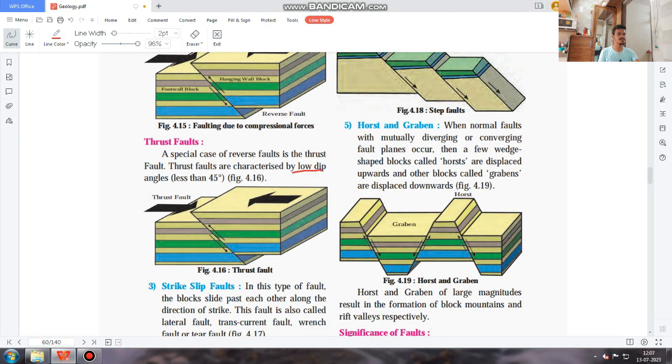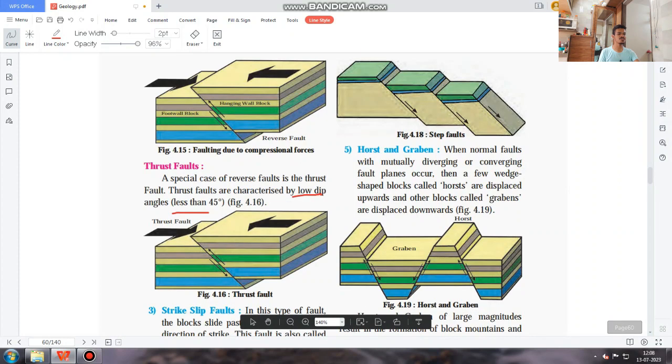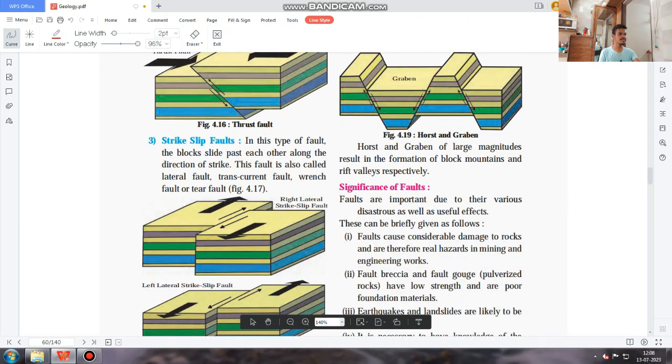Next is thrust fault. Thrust fault has a low dip angle, less than 45 degrees. It is a special case of reverse fault.